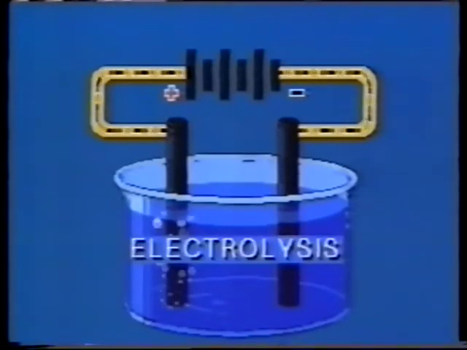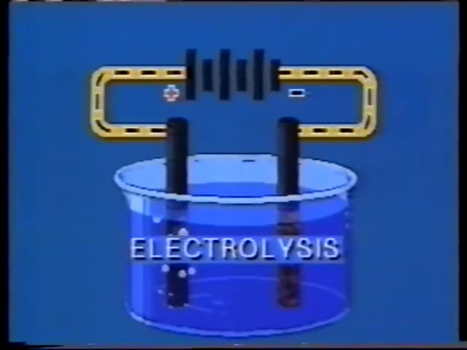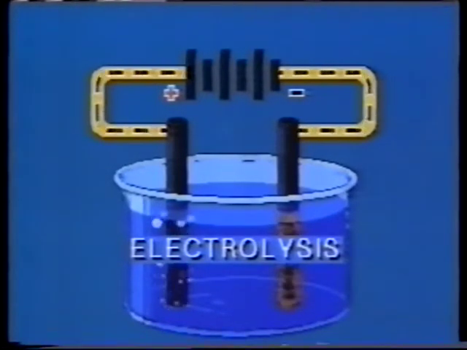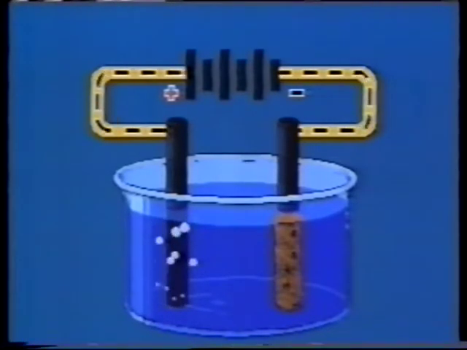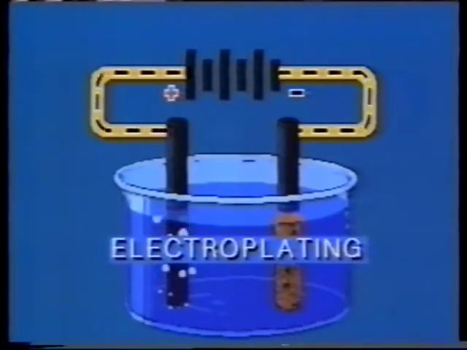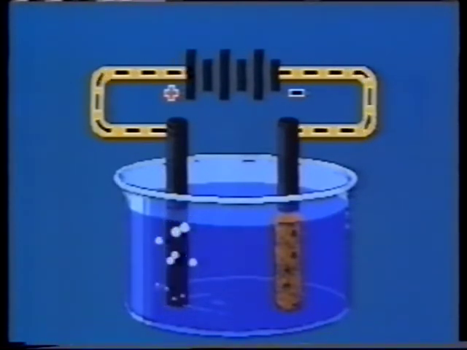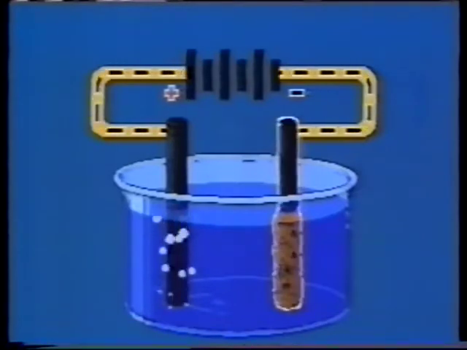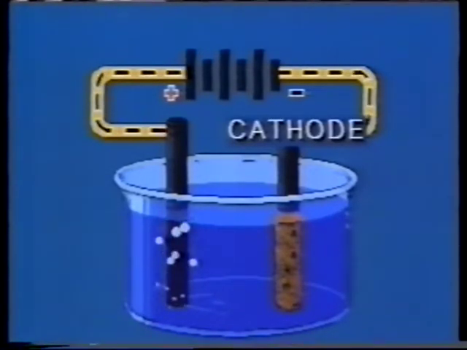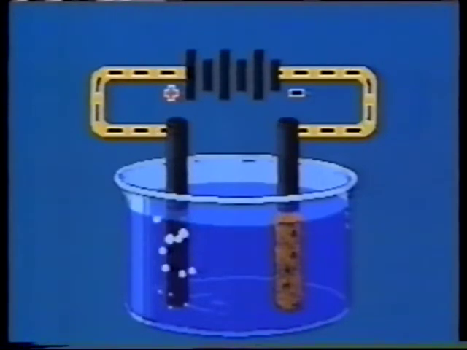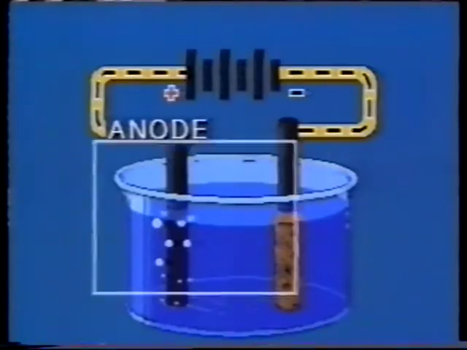This reaction, the reverse of a battery reaction, is called electrolysis. The atoms of metal which plate out on one electrode give industry its major use for electrolysis, the process known as electroplating. Since reduction is occurring here, the negative electrode acts as a cathode during electrolysis. Now, let's look at the positive electrode, which acts as the anode.